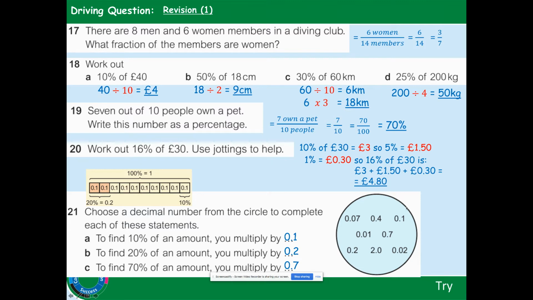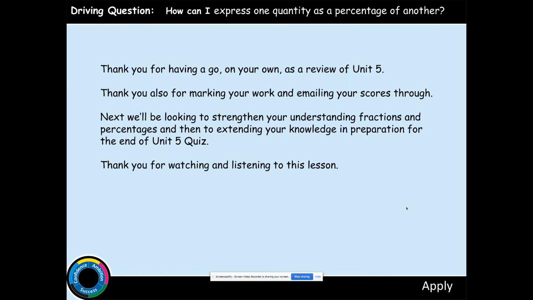Okay, that was the last slide, that last question number. So make sure you've got your marking done, hopefully in a different colour pen, so that you can see where you need to go back and check up on these things. And you should have a score out of 21. So thank you for having a go at that on your own. It was a review of the whole of the Unit 5 that we've looked at for the past few lessons.